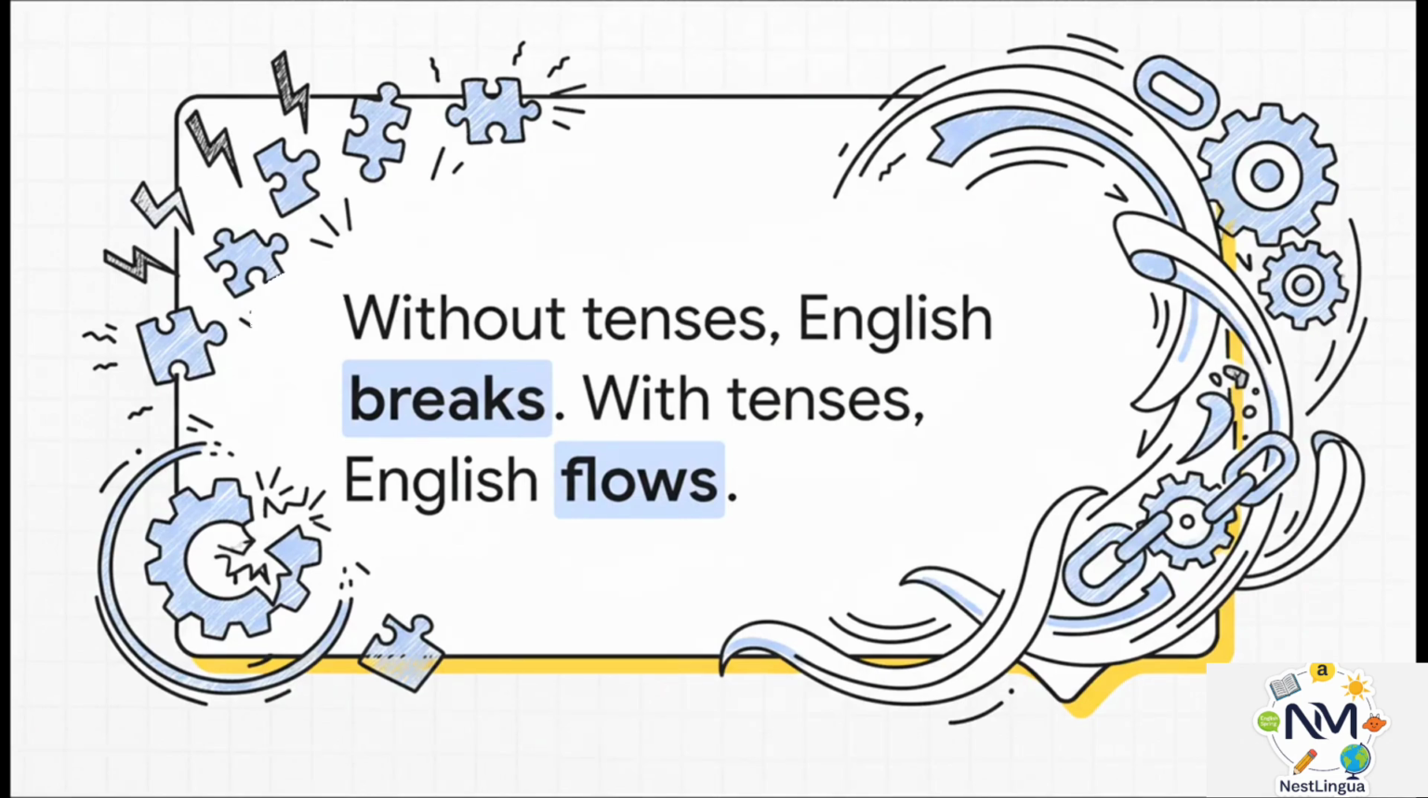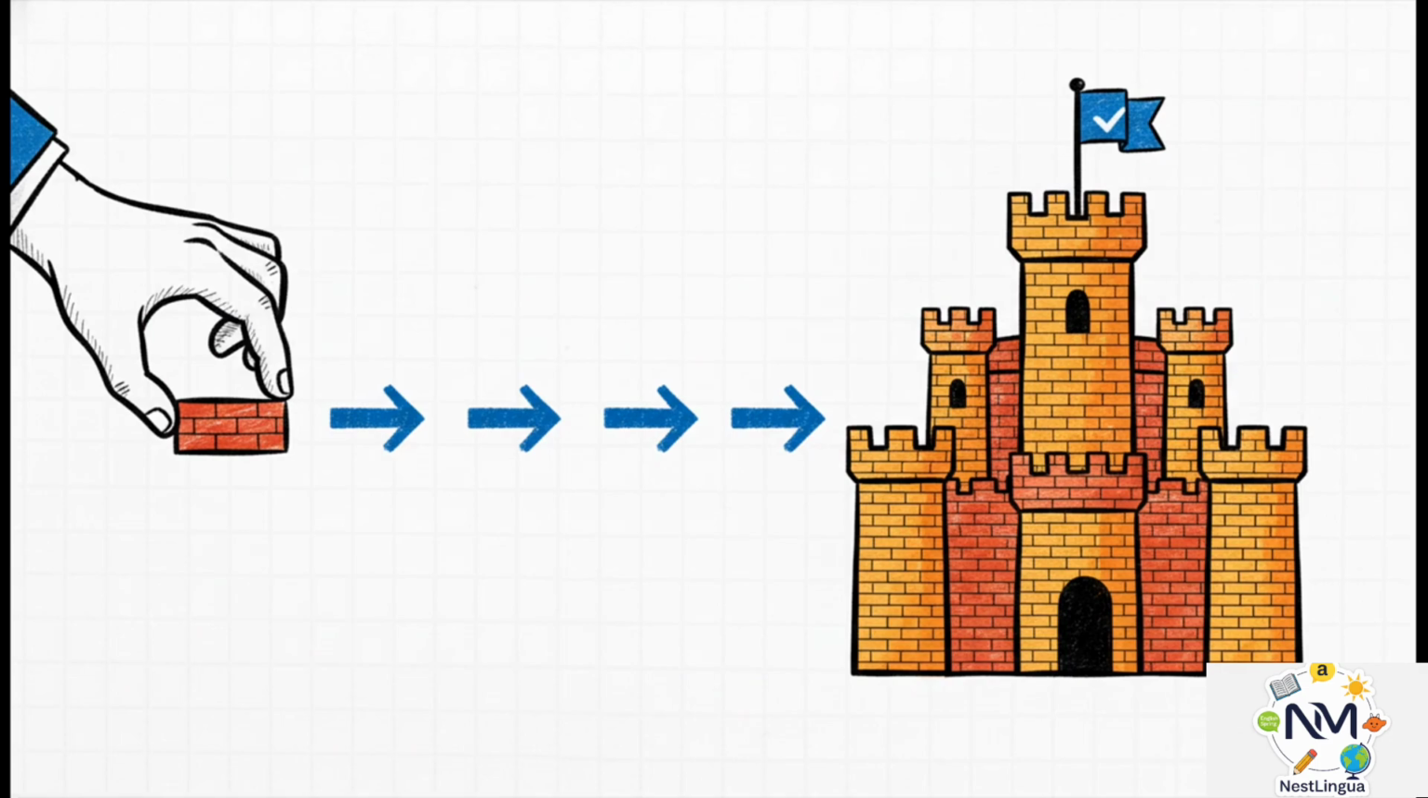So here's the bottom line. Think of tenses as the invisible glue that holds the entire English language together. Without them, English just breaks. It falls apart. But when you get them right, English flows. So here is our challenge and our goal together. One tense a day. That's it. It's a small, simple effort that leads to a huge, permanent reward: strong, confident English forever.